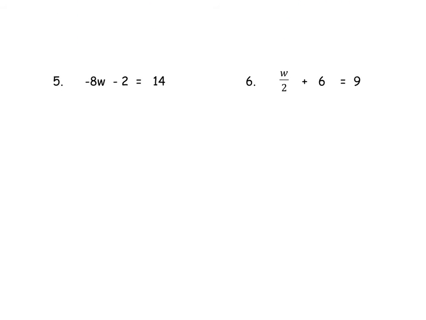Let's move on to equation number 5. Please write equation number 5 on a piece of paper. Negative 8w minus 2 equals 14. What's the first solving step?